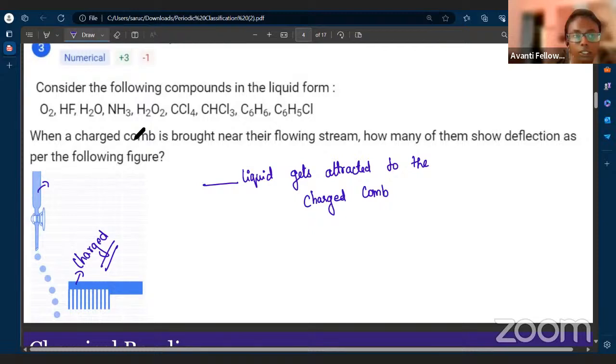Which type of liquid gets attracted to the charged comb? Polar or non-polar? What type of liquid should it be, whether it should be a polar liquid or a non-polar liquid? Very good. It should be a polar liquid.